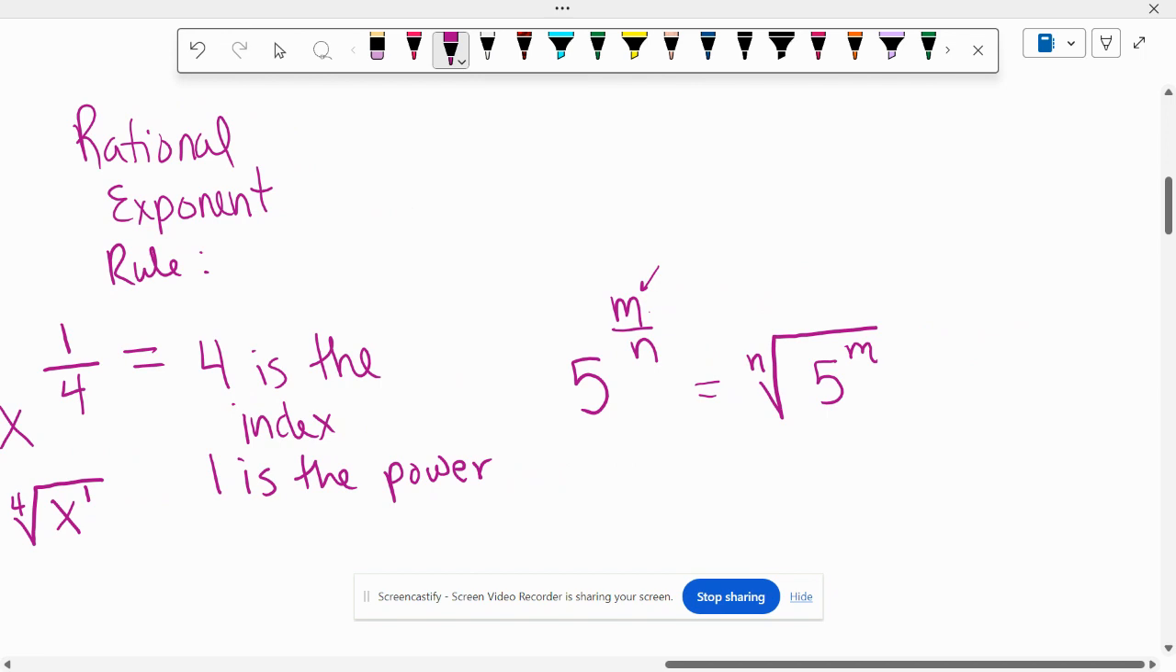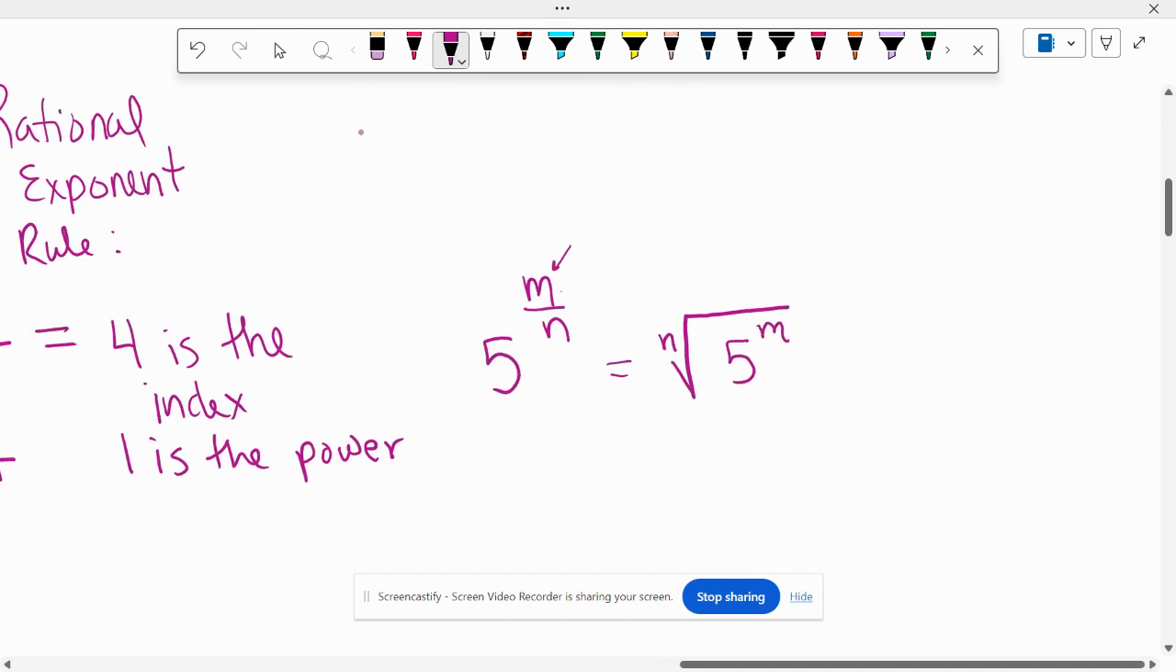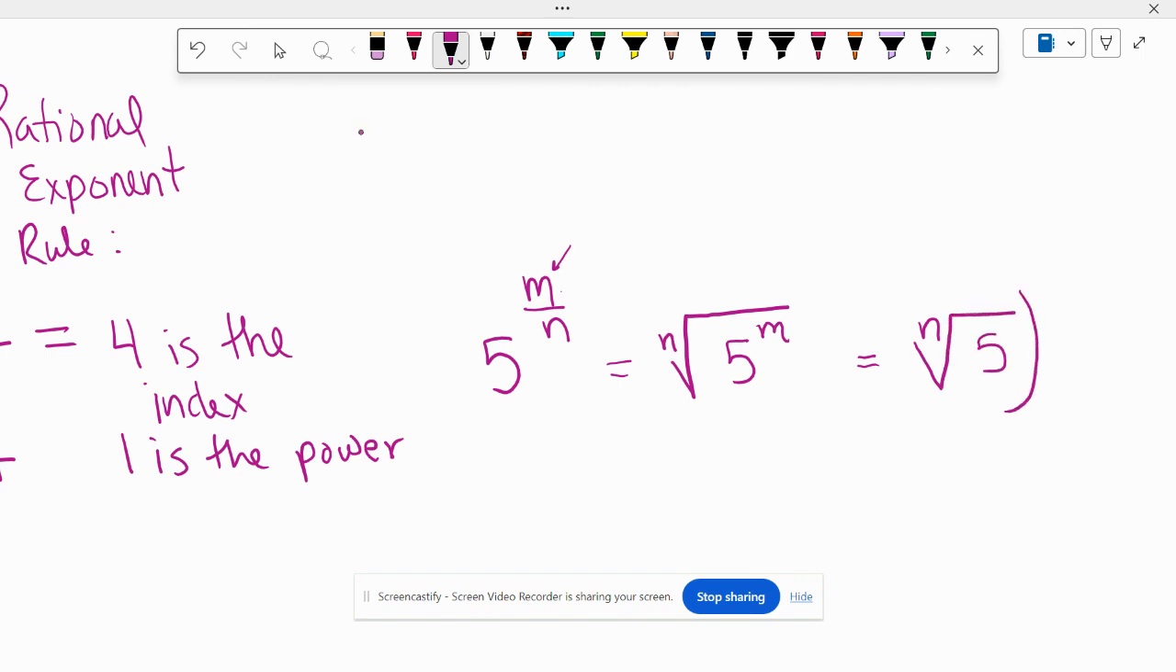So there's a couple of ways to think about this. You can think about it this way, or you can think about it as the nth root of 5, and then you take that answer and raise it to the power of m. They mean the same thing. So we're going to practice that.